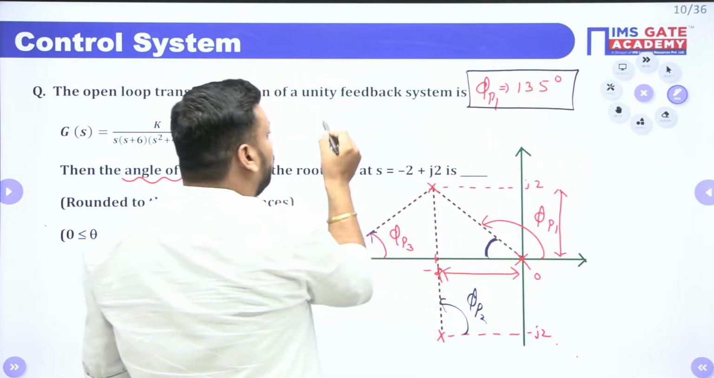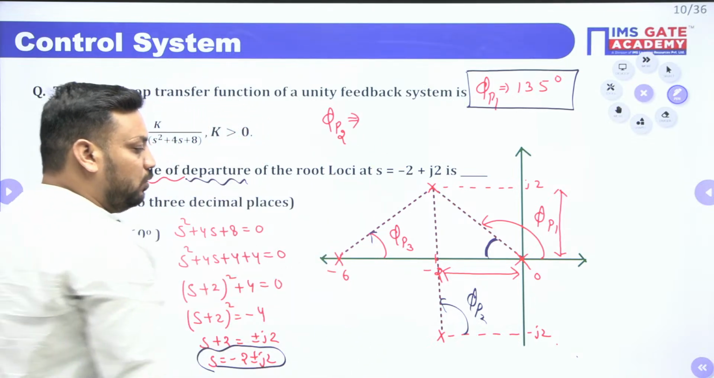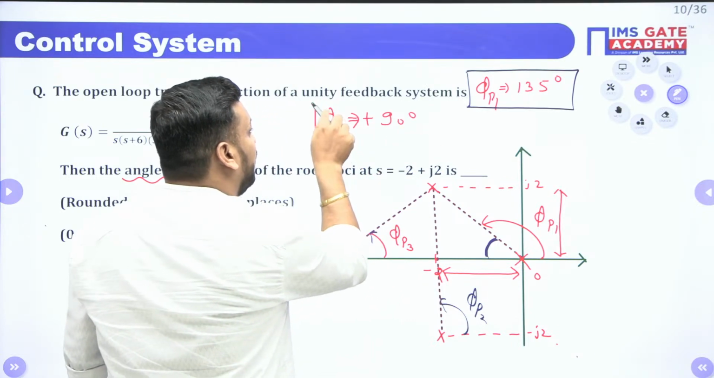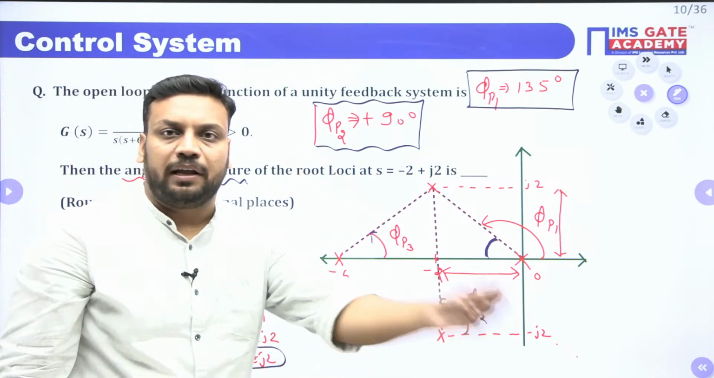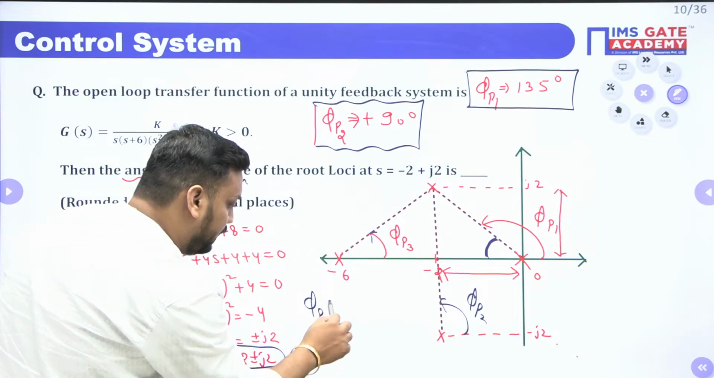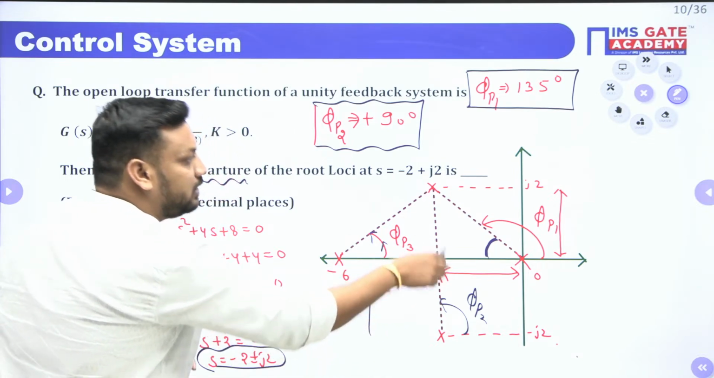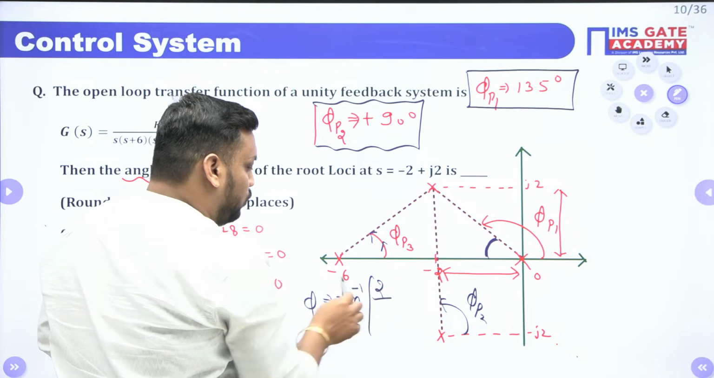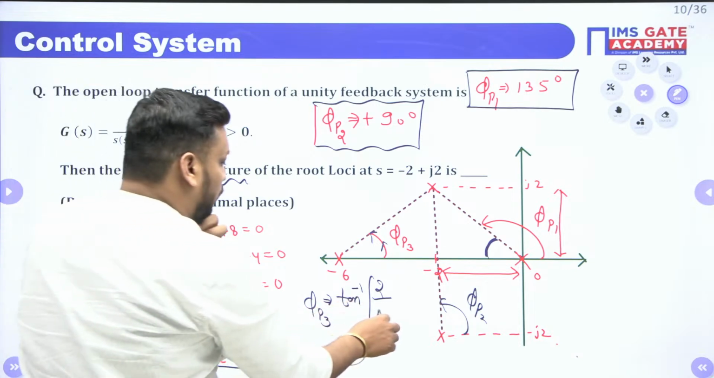Now if I talk about phi p2, tell me guys, what is phi p2? This angle is nothing but plus 90 degrees. As you know, whenever we travel in the anti-clockwise direction, the angle will be positive, and whenever we travel in the clockwise direction, the angle will be negative. If I talk about phi p3, what is the phi p3 angle? This angle is in the anti-clockwise direction, a positive angle, and it is tan inverse of 2 by 4, since this distance is 2 and the other is 2 to 4.